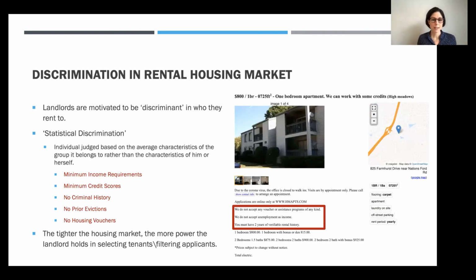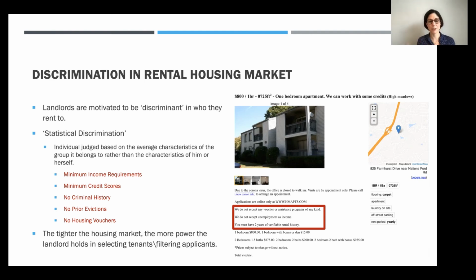So we scraped these websites, cleaned them up, and then we came up with a predefined list, again, of terms that would kind of discriminate against somebody looking for a property. And so when we're thinking about this theoretically, again, we can think that landlords are actually motivated to be discriminant in who they rent to, right? They don't want to rent to somebody who is likely to destroy their property or not pay their rent on time.